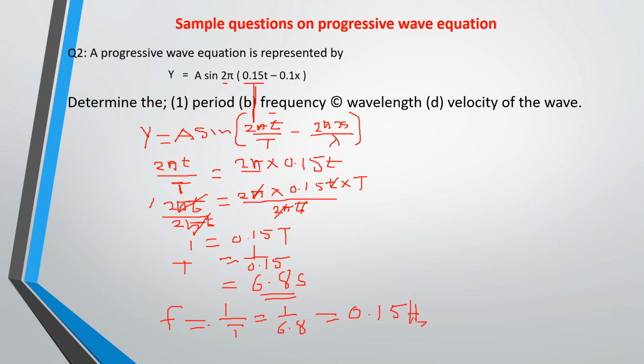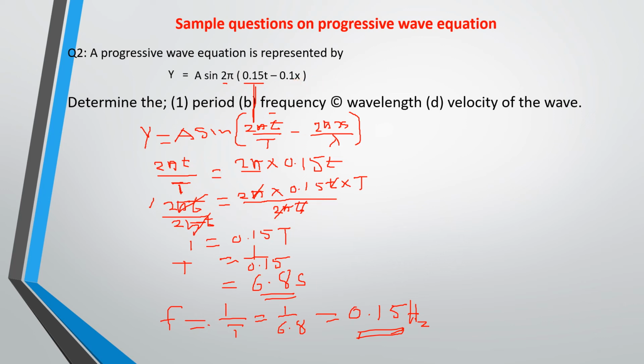0.15 Hz. I hope you are seeing the way the equation is going gradually. Now, for you to find the wavelength, you still do another comparison. You compare this to this. Okay, you compare this side to this side. Don't forget, multiply the 2 pi. Use it to multiply this part of it.